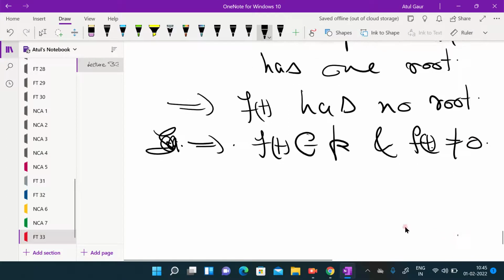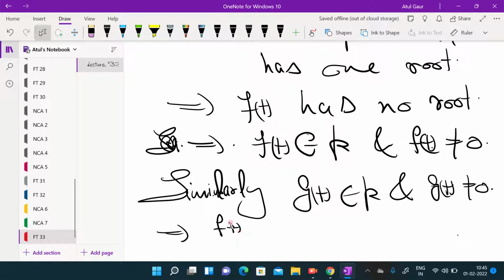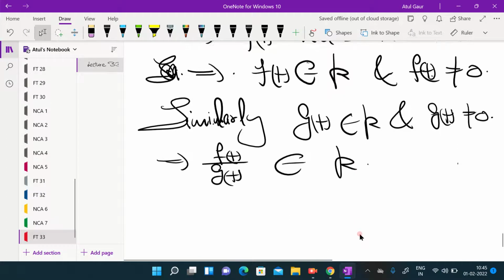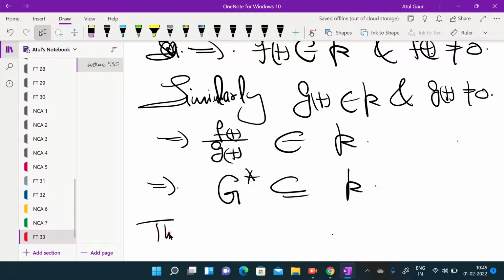So simply the constant polynomial hai. Similarly, gt will be in k and is not zero. So that means where is ft mod gt? In k. That's what we wanted to show. So this settles our claim. So this means g star is in k. So thus g star is exactly k. ठीक है?